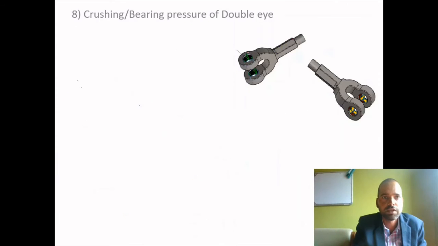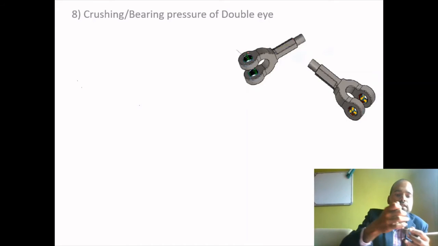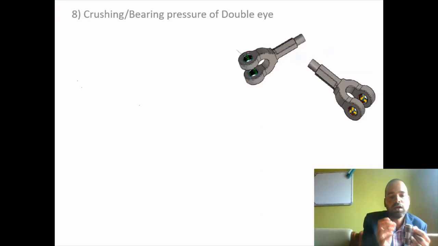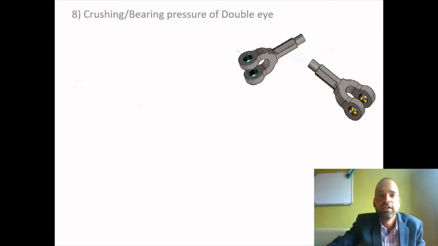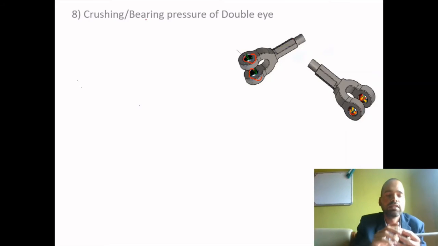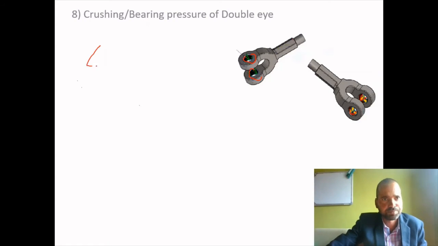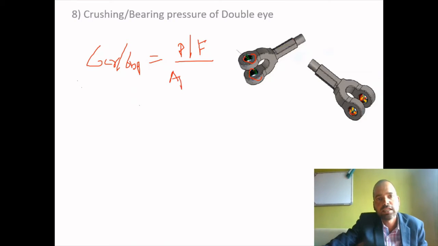Now we'll move to the next failure, crushing failure, bearing pressure of a double eye. In this case, similarly, we have to assume that the central portion of the pin in contact with the double eye will be subjected to crushing or bearing. So what is crushing? If there is relative motion, it is bearing pressure. If there is no relative motion, that is called crushing stress. Crushing and bearing pressure are both calculated as applied force, either P or F, divided by the projected area.